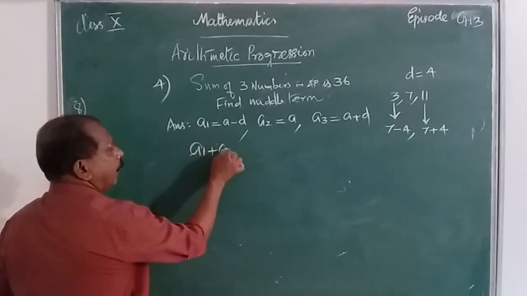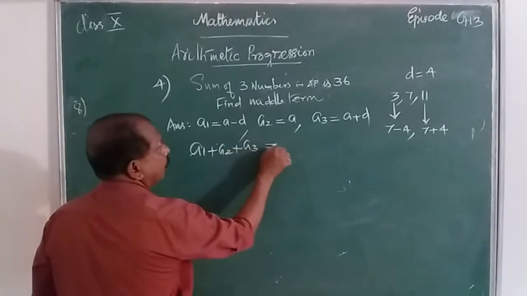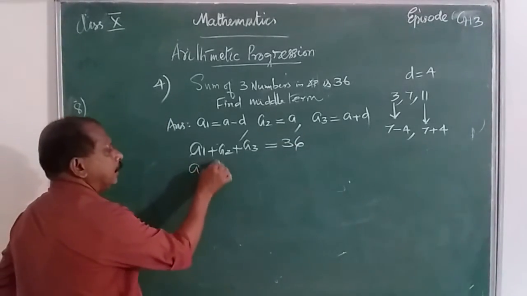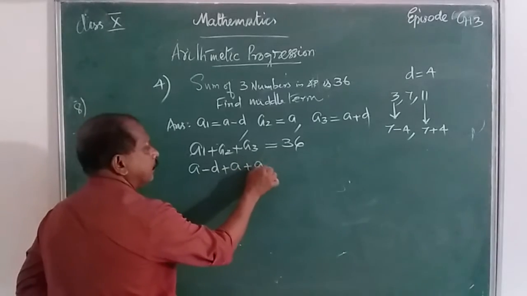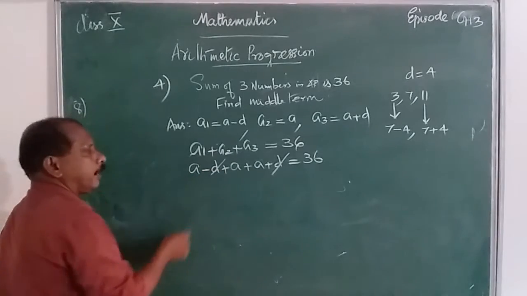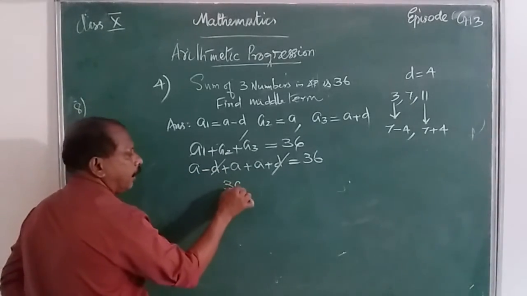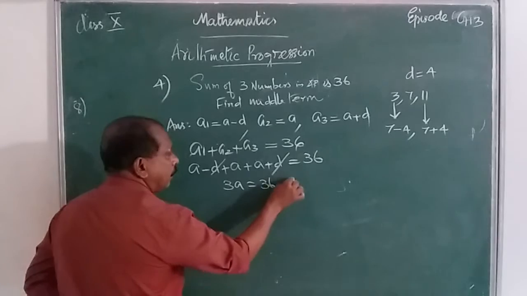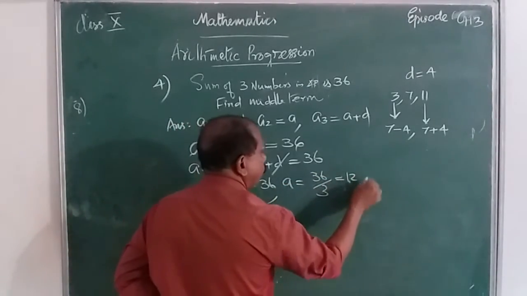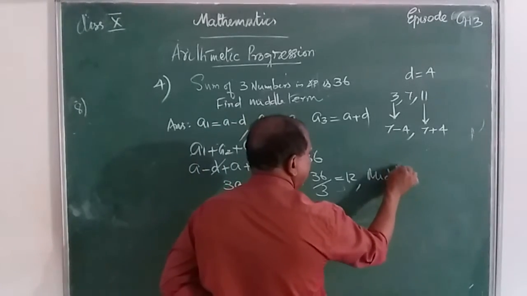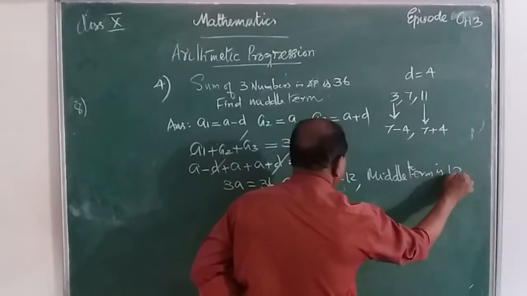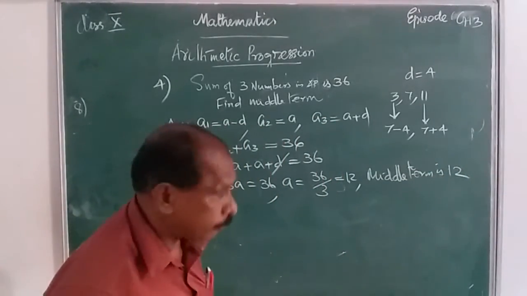A1 plus A2 plus A3 is equal to 36. That is given. That means a minus d plus a plus a plus d is equal to 36. Plus d and minus d cancel. a plus a plus a, that is 3a is equal to 36. Therefore, a is equal to 36 by 3, which is 12. Therefore, the middle term is 12. That is the answer for that question.